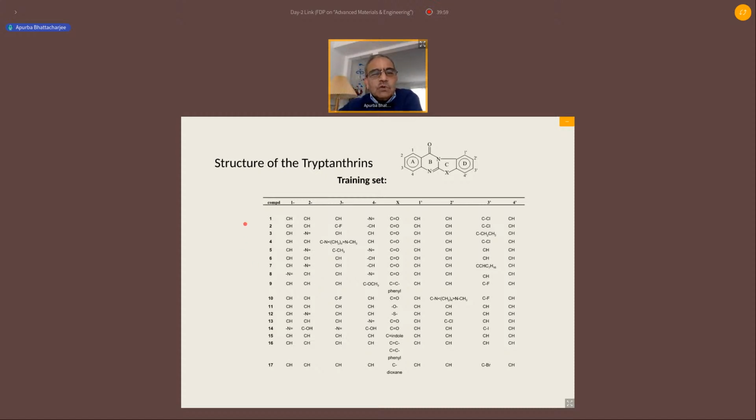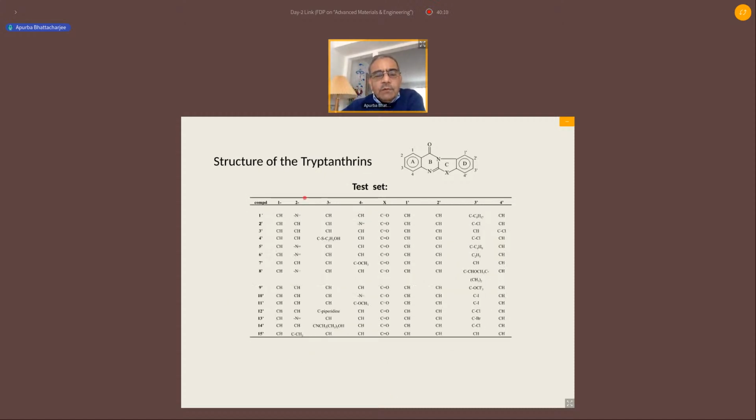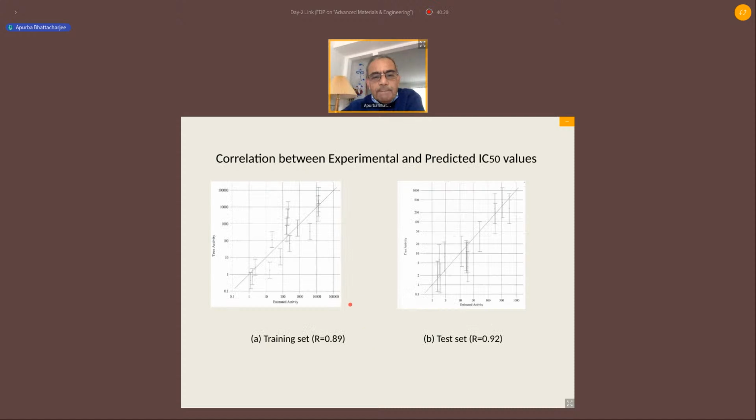So we used a training set of about 17 of these known compounds. And then we also tested them in another test set to see whether the pharmacophore works or not. And then this was our pharmacophore model. This is the correlation between the predicted activity and the actual activity, and you see that the correlations are not bad.